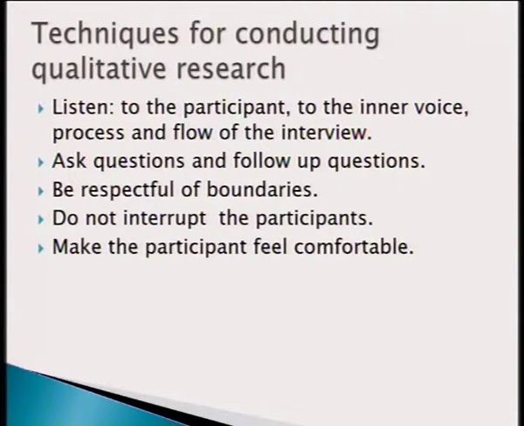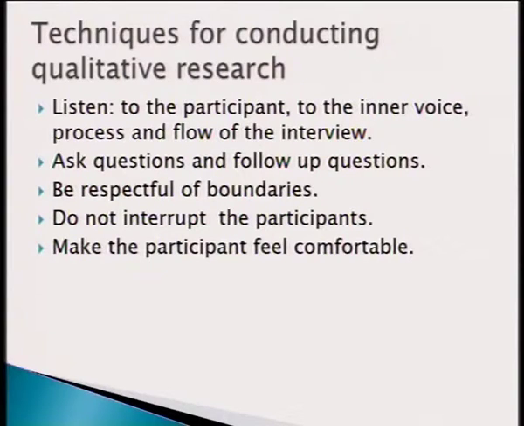Now, the techniques that are involved when conducting a qualitative research interview. You must always listen to the participant, ask questions, and be respectful. If you feel the person responding to you is not comfortable talking about a specific area for some reason, you must respect that and not go beyond the boundaries. Do not interrupt the participants. When you're interviewing somebody and they are busy answering you, don't interrupt.